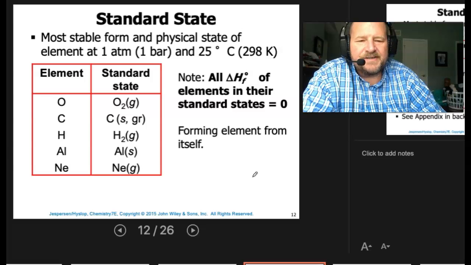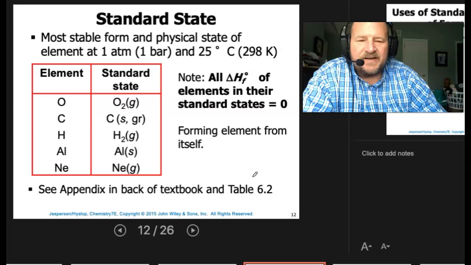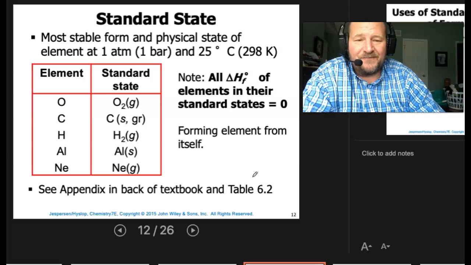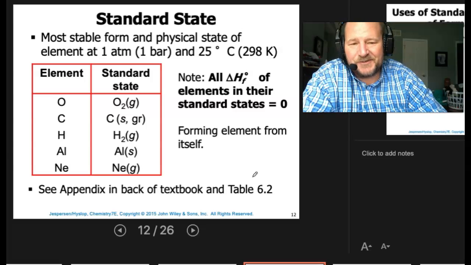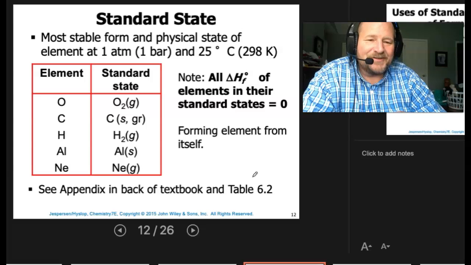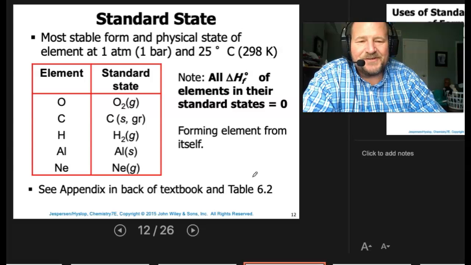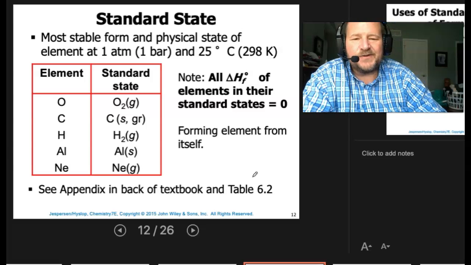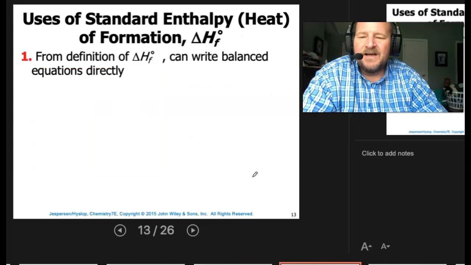Now, the funny part is if you go into the appendix and start looking at tables, you'll see that they still put it in there. So even if you forget what the standard formation is for an element in its elemental state, you go to look it up, it's usually tabulated in there as 0. So you can laugh at yourself after you see it. You didn't remember. All right.